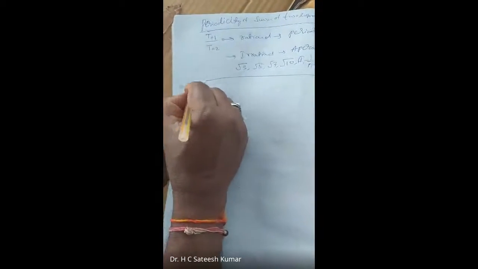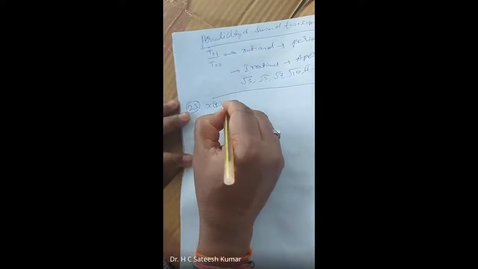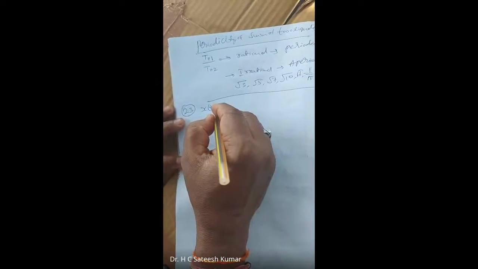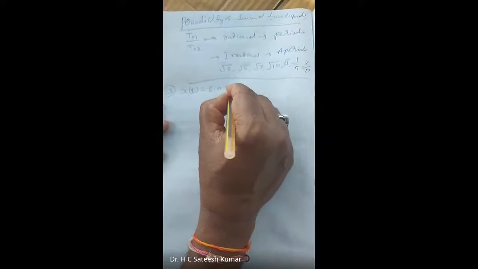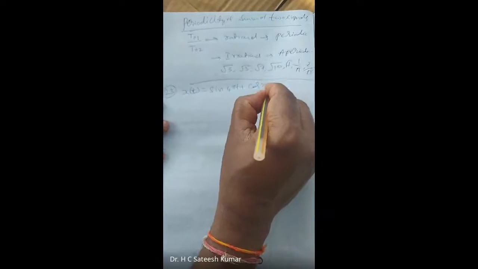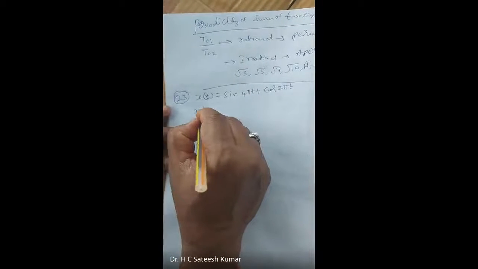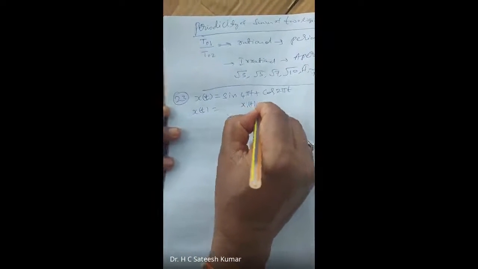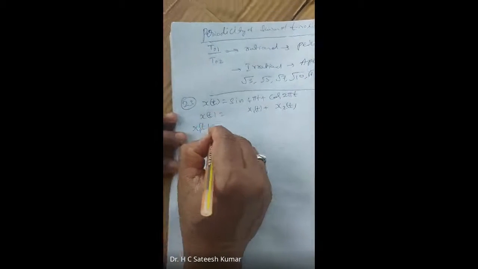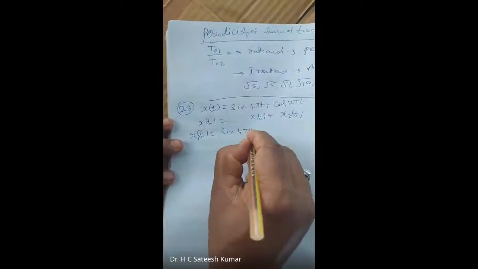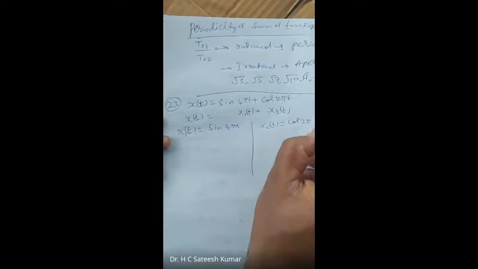Let us go for problem number 23. Check the periodicity of the signal x of t. Check whether the signal is periodic or not. If periodic, find the fundamental period. x of t is equal to sine of 4 pi t plus cos of 2 pi t. A simple example. Let us take x of t equal to x1 of t plus x2 of t, where x1 of t is sine of 4 pi t, and x2 of t is cos of 2 pi t.